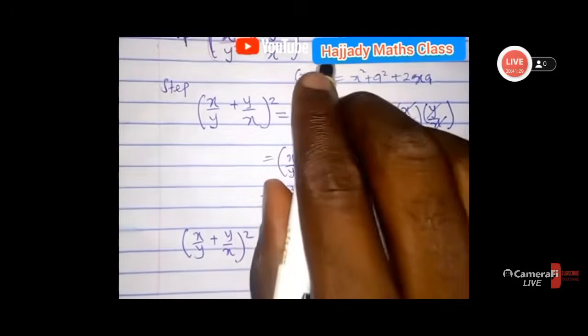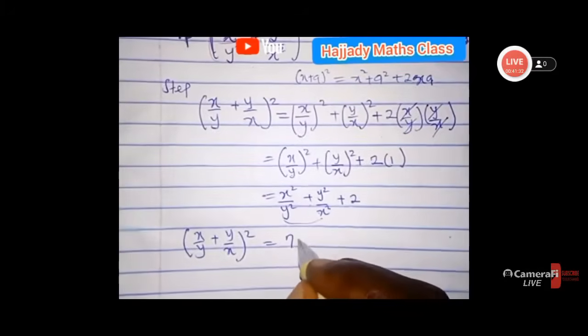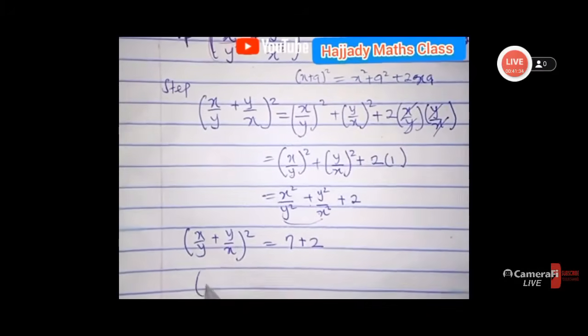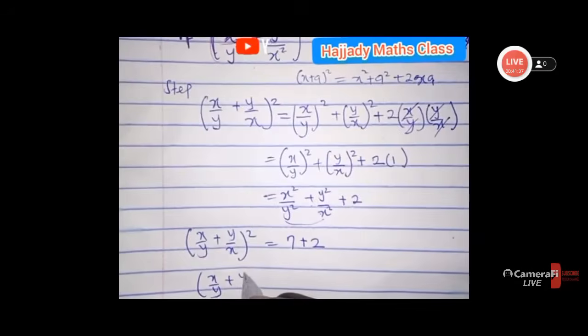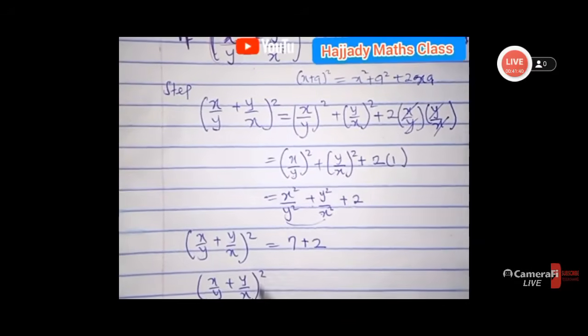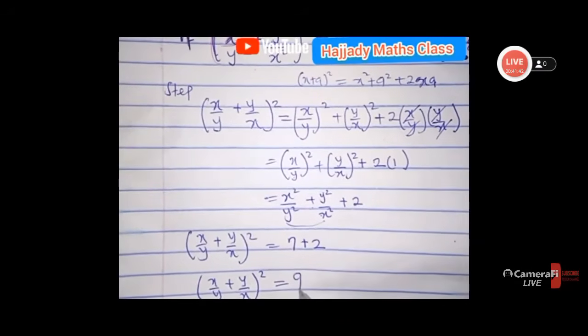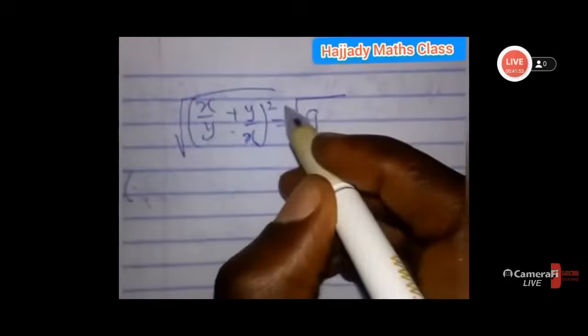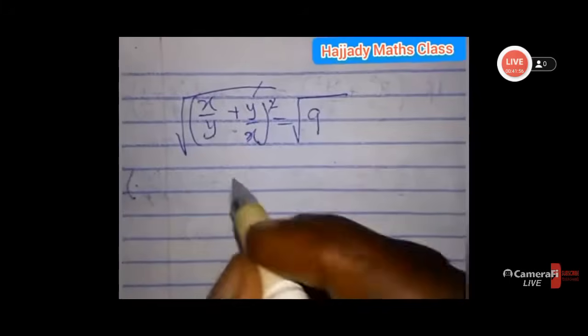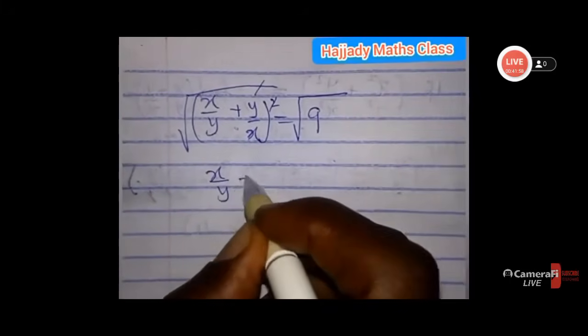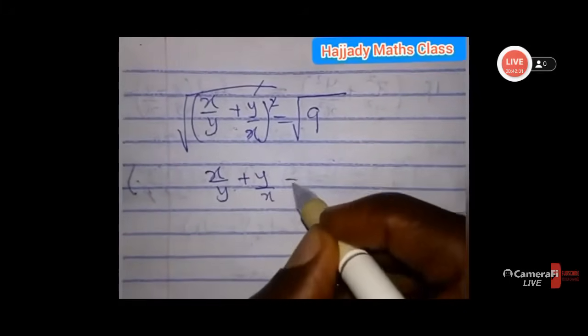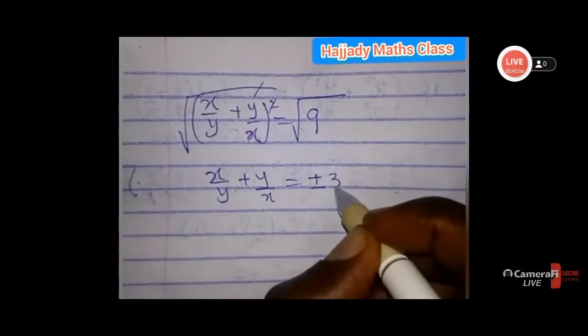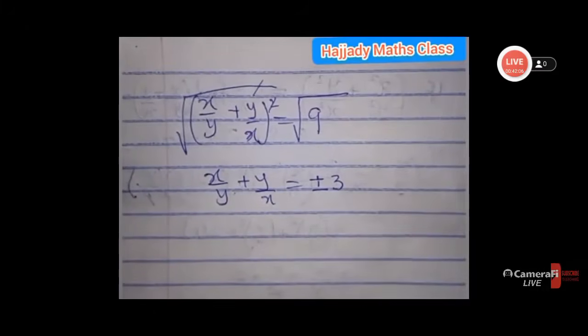So by substituting this with respect to this, we are going to have 7 plus 2. So our x over y plus y over x all squared gives what? 9. And from the question, we are looking for x over y plus y over x. So the next thing for us to do is to what? Square root both sides. Squaring both sides, this square cancels out this, and finally we have x over y plus y over x equals plus or minus 3. So this is our final answer.